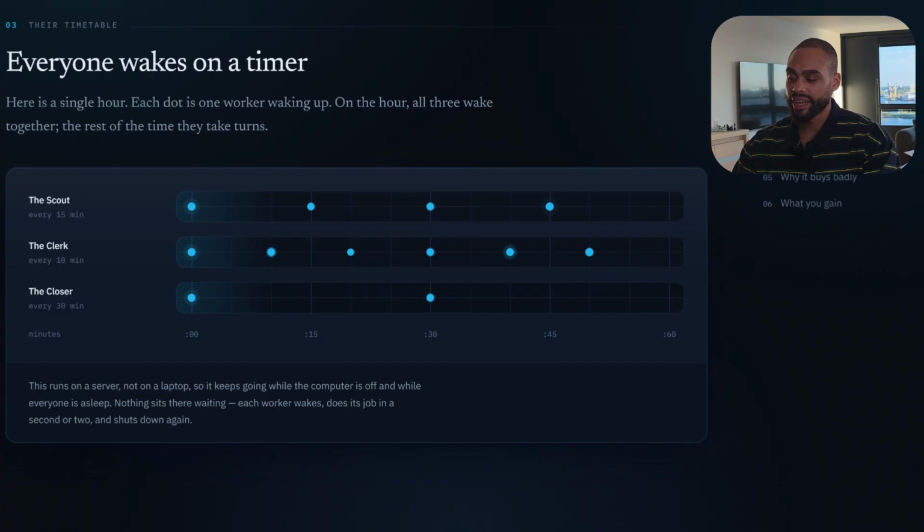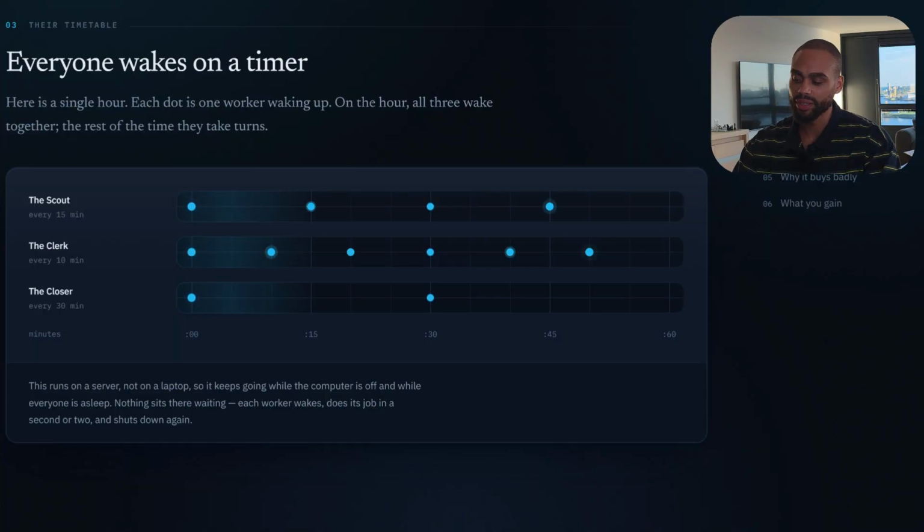Everyone wakes on a timer, so all of these agents are going to be deployed into the cloud using trigger.dev, and they're going to be running on different scheduled tasks. So first we have the scout. The scout is going to run every 15 minutes. Secondly, we have the clerk. The clerk is going to run every 10 minutes. Finally, we have the closer, which is going to run every 30 minutes.